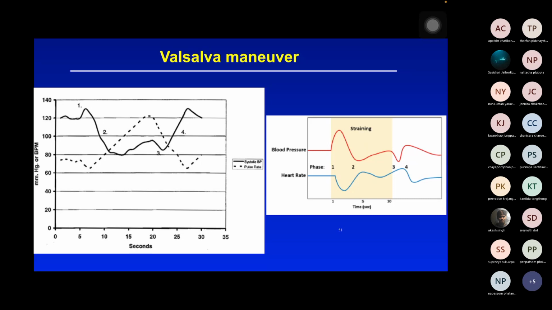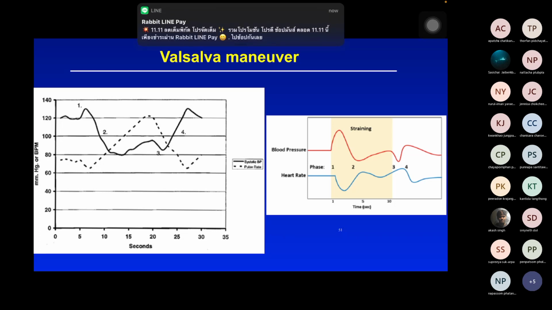Valsalva maneuver is when you make the patient perform the Valsalva maneuver, you explain to the patient to take a deep breath in and then try to breathe out without the air flowing out from the lung. So you try to force expiration without the air flowing out from the lung. That's how to perform an adequate Valsalva maneuver. The Valsalva maneuver is divided into four phases.